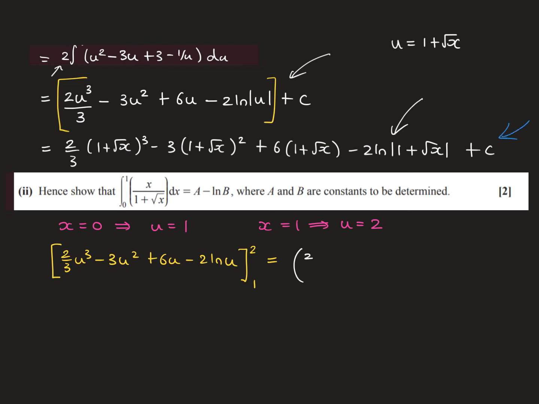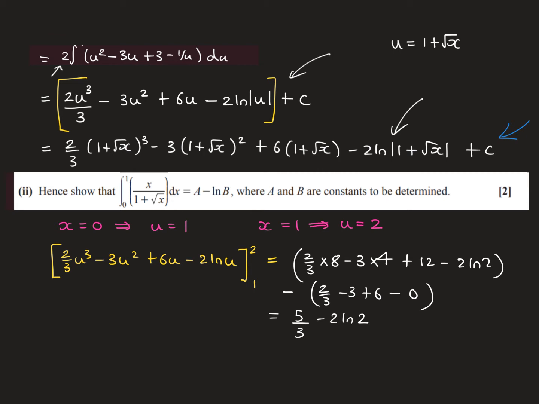So this gives me 2/3 multiplied by 8 minus 3 multiplied by 4 plus 12 minus 2 ln 2, and we subtract from that 2/3 minus 3 plus 6 minus 0 because ln 1 is 0. We can then simplify this, which gives me 5/3 minus 2 ln 2, and I'm just going to rewrite this as 5/3 minus ln 4 so that I get the answer into this format here, and I can see that my constant a is 5/3 and my constant b is 4.